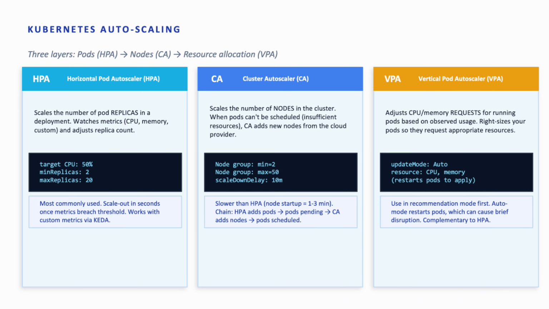I'd like to talk about KEDA, which deserves special mention. KEDA stands for Kubernetes Event-Driven Autoscaling, an open source project that extends HPA to support 50-plus event sources as scaling triggers, such as Kafka consumer lag, SQS queue depth, Azure Service Bus, Redis list length, even HTTP request rate. So if you're using Kubernetes with async workloads, KEDA is the tool.